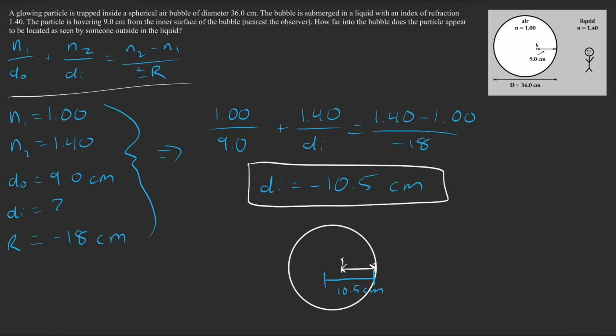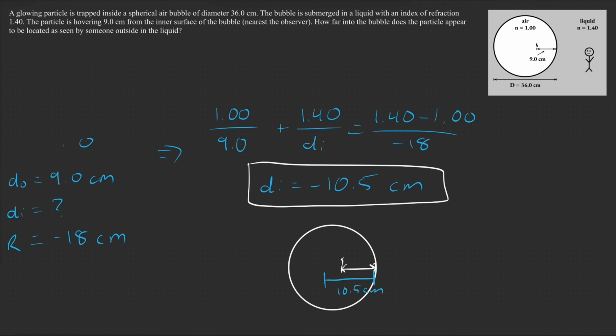Okay, so the worded answer to this problem is the image appears 10.5 centimeters to the left of the refracting surface, or equivalently, the image appears 10.5 centimeters into the sphere. So that would be our answer to this problem. Now, let's move on to our next one.